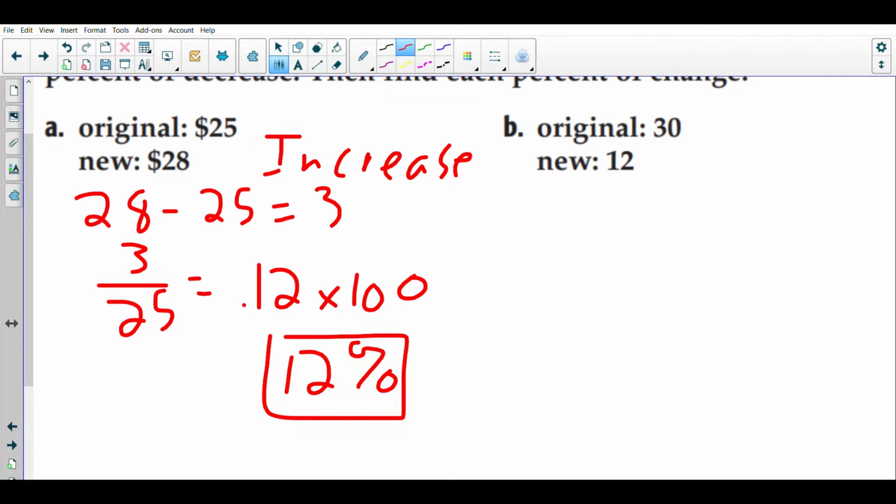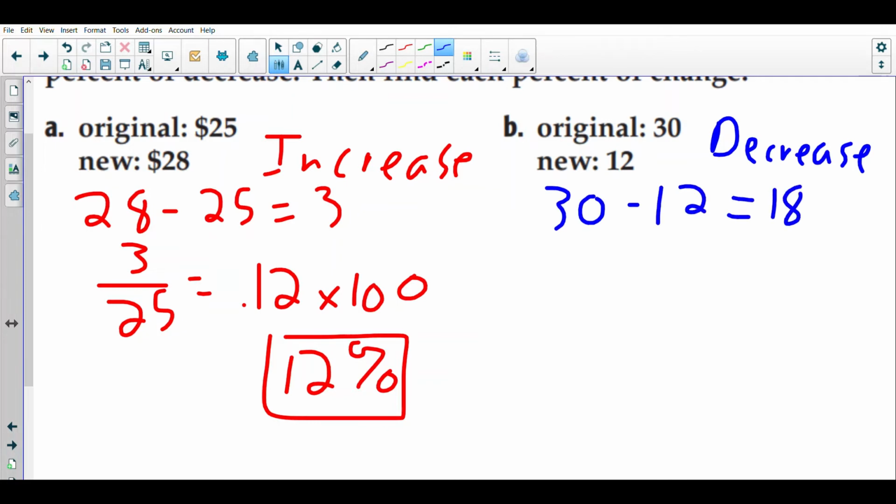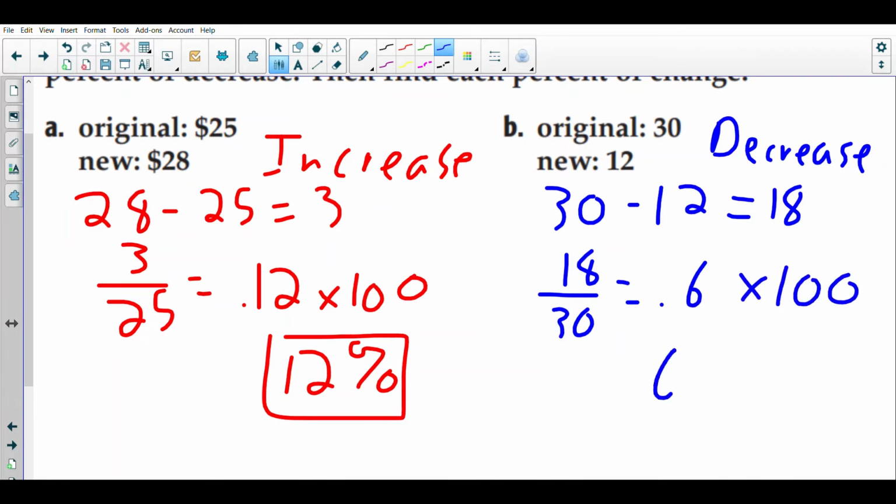Now B, 30 down to 12. This is obviously a decrease. Again, I'm still going to subtract: 30 minus 12 gives us 18. And then always, always, always divide by the original. So 18 divided by the original 30 gives us 0.6. Then multiply by 100 gives us 60, and then add a percent sign. So it's a 60% decrease from the original.